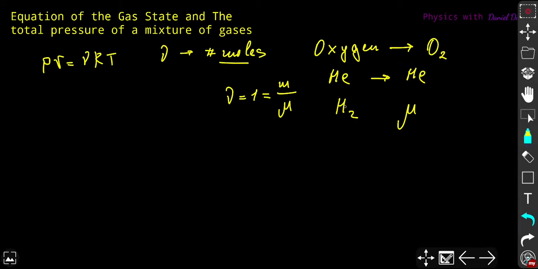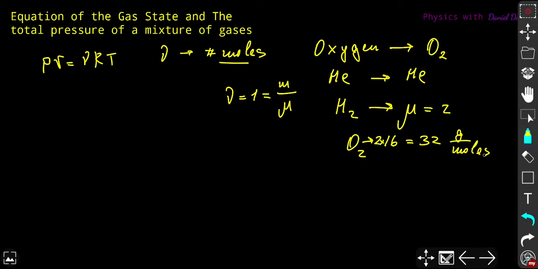So for H2, the molar mass, according to the periodic table, should be considered as 2 grams per mole. Okay, what about oxygen? Oxygen's atomic molar mass is 16. So for O2, oxygen 2, we multiply by 2. That means it's going to be 32 grams per mole. All right, so that consideration will help us.